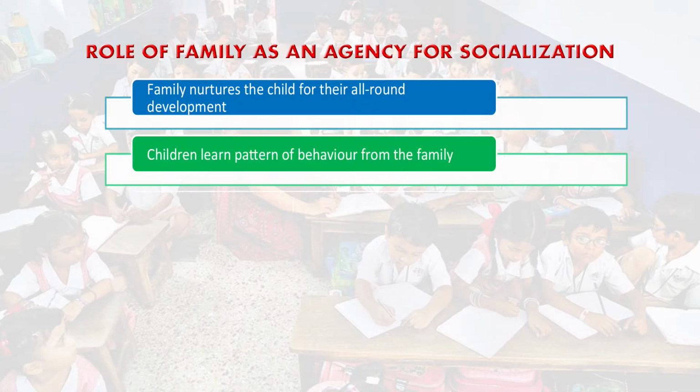Further, we can say that children learn patterns of behavior from the family. Patterns of behavior, as I was saying earlier: what is socially desirable behavior, what we should speak and what we shouldn't speak when we interact with someone, how to react in a situation as the situation demands, how we use the language, how we communicate with others, and how we behave with juniors and with seniors.